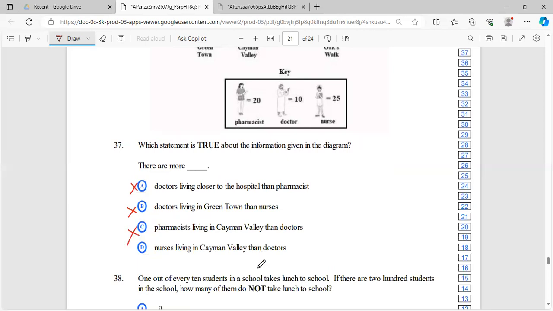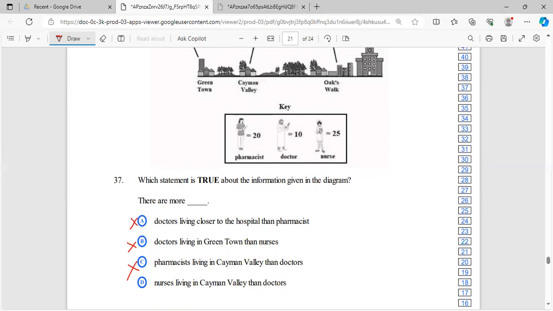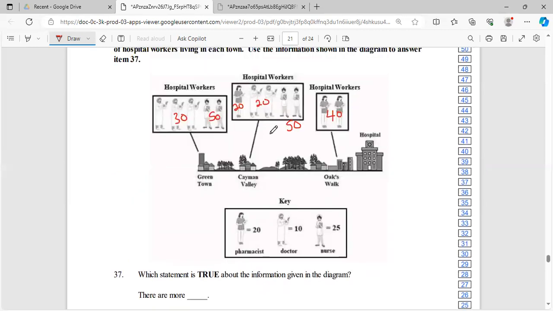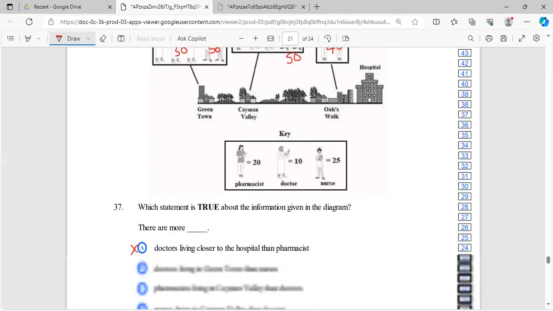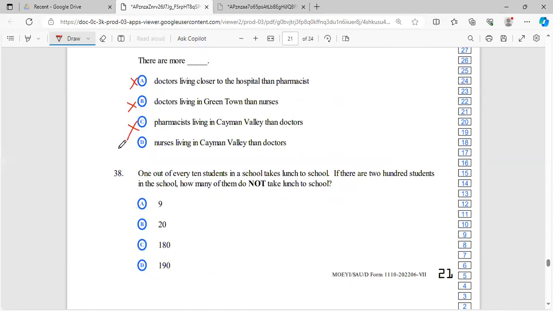So nurses, there are more nurses living in Cayman Valley than doctors. Let's just prove that. Cayman Valley, more nurses. So you have 50 nurses and only 20 doctors. So it is true. So that would be D.